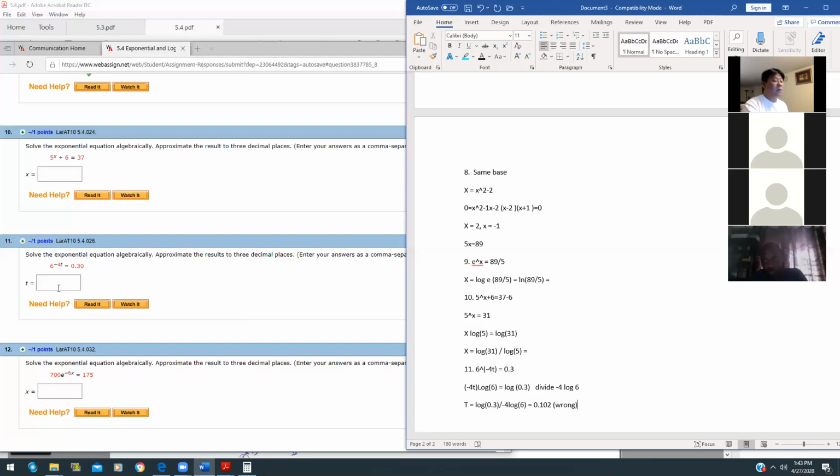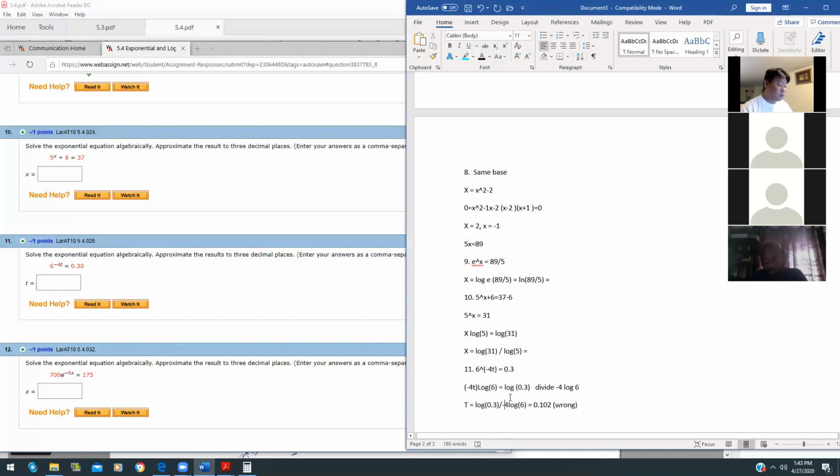Can anyone here tell me why this is wrong? I tell you right now, on the test that you take, a lot of students will do this and then they will get it wrong. Everything is correct except, anyone here know why? The reason you get it wrong is because your calculator will follow order of operations. It will divide by negative 4 first and then multiply by log 6. But we should not do this. You should multiply first, then divide.